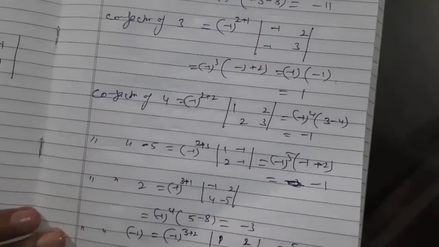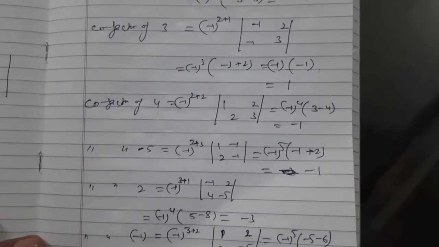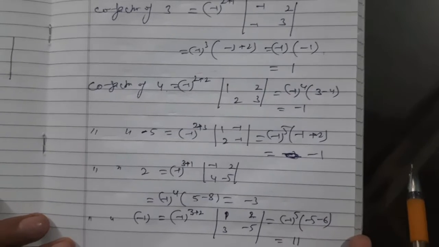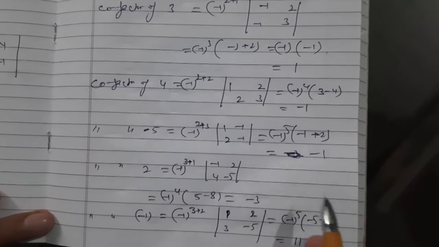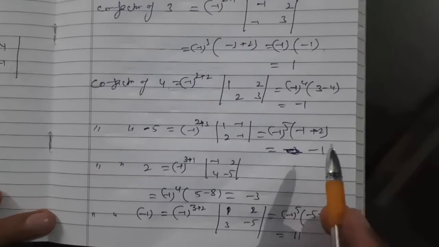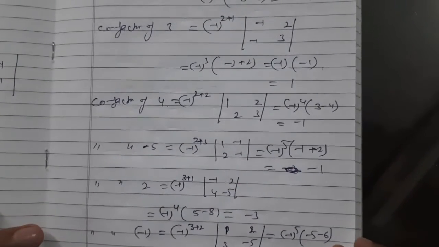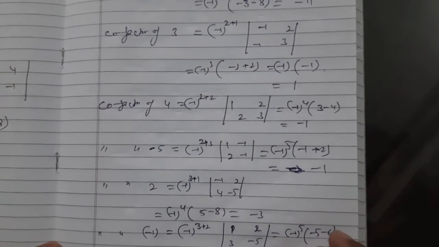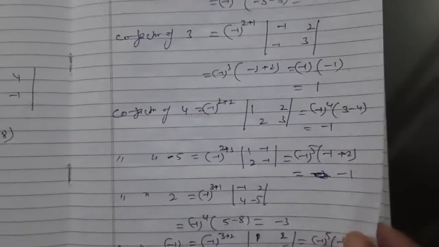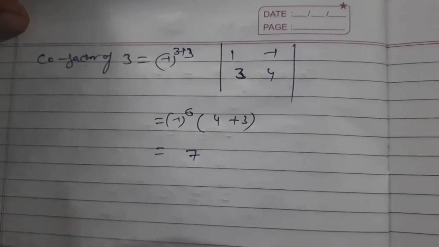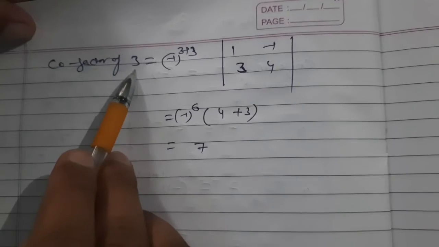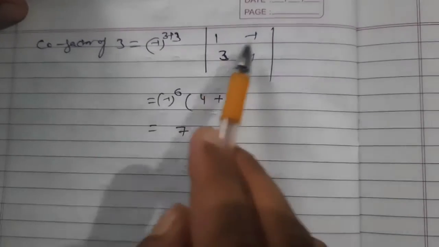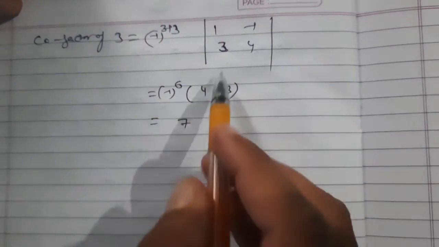Okay, now I find all the cofactors of the respective elements. You can pause the video and take a look at all this calculation. I have found the cofactors in the same way for all 9 elements of the matrix. The last cofactor, of 3, the 9th element, is minus 1 raised to 3 plus 3, that is the third row and third column, and here is the minor with entries minus 1, 3, 4, and in the same way we get 7.